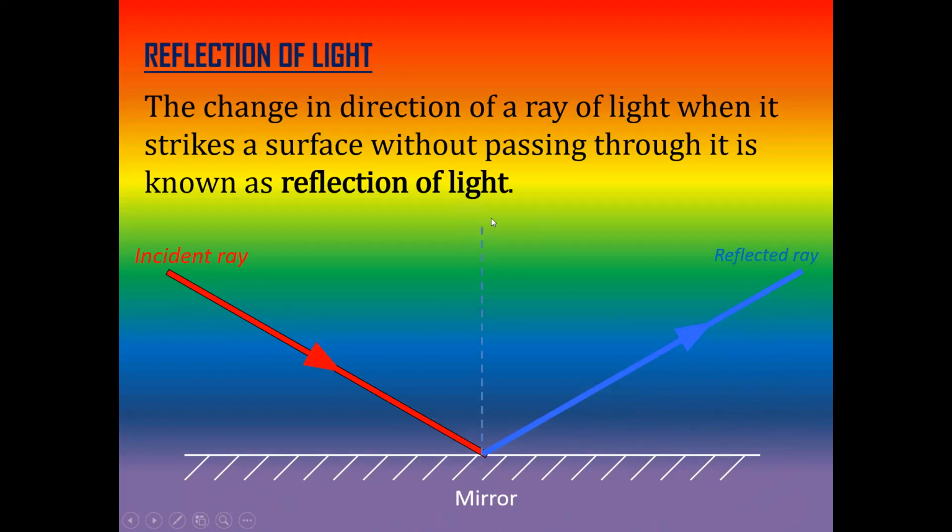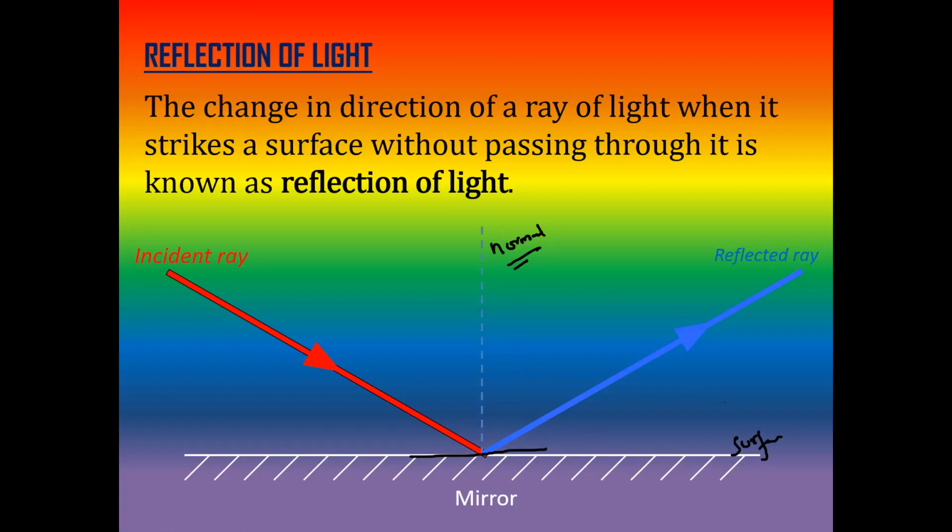When we draw an imaginary line, in reality it's not there, it's just our imagination. The imaginary line which is perpendicular to the surface is known as the normal. So what is the meaning of reflection? When the light strikes the surface, the light will change the direction. As the light changes direction after striking a surface, we call that reflection of light.